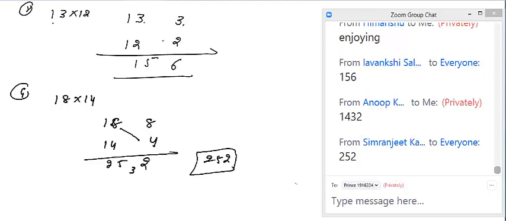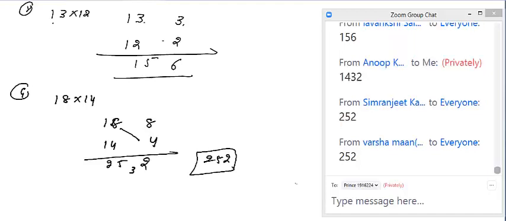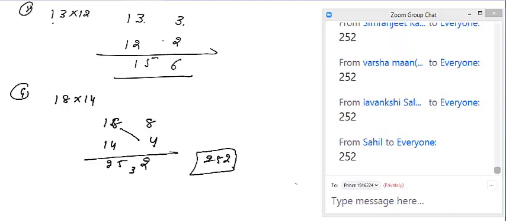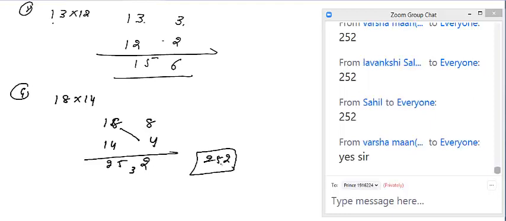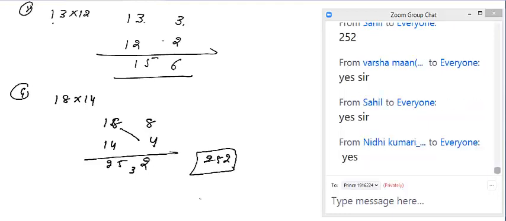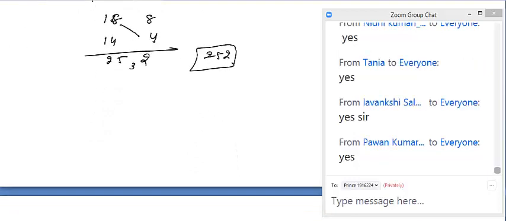Correct, 252, because this base is 10, you will write only one digit. Understand or not? If you understand, say yes. Right, yes. Very good, very good. This is the motivation for me also, because it will be helpful for you.